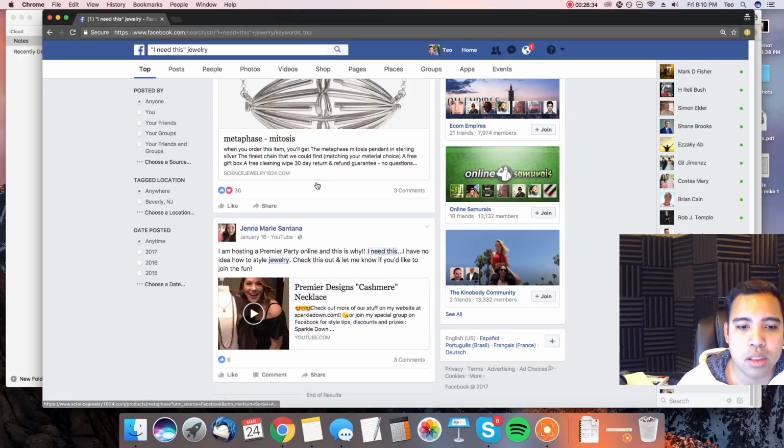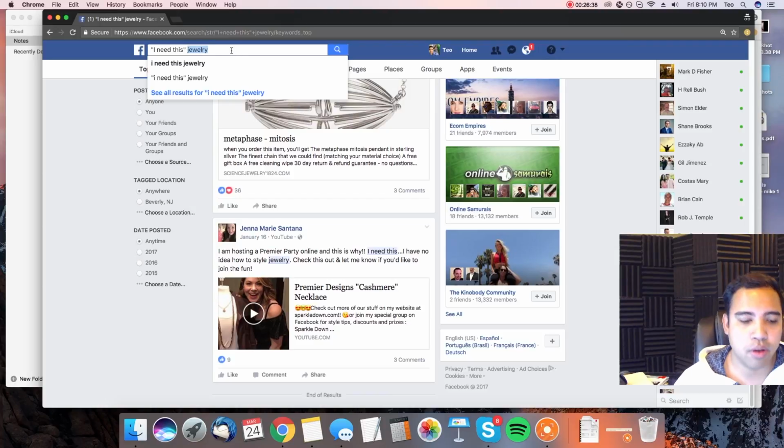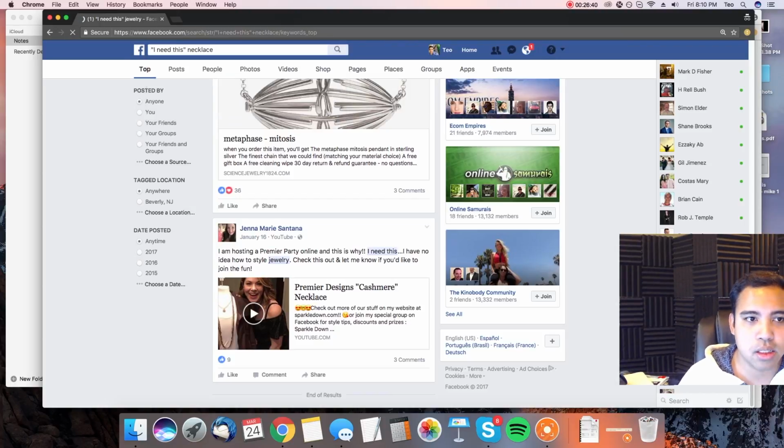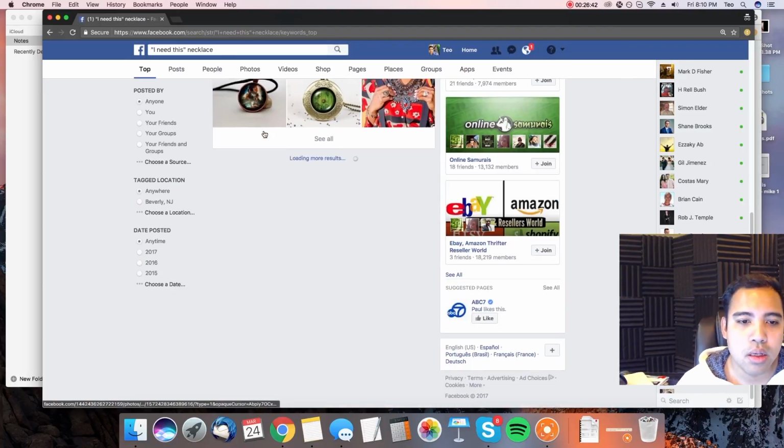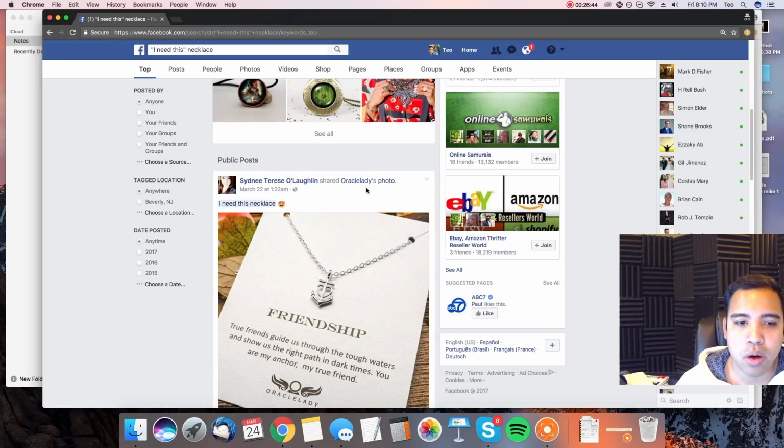So let's find an actual jewelry. Let's type in necklace instead, it's more specific. So let's go, I need this necklace. And what's going to happen is the results are going to show, okay, perfect. So this is what's going to happen. You're going to have someone's name shared a particular page's photo. When you click on this photo, you're going to be able to get the data and essentially research the data. And this is what we do as well.